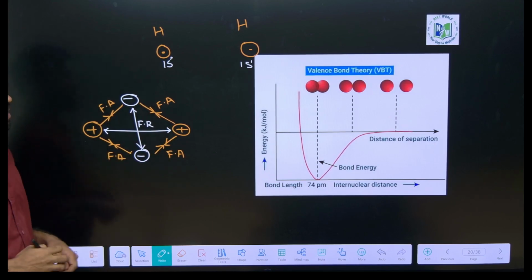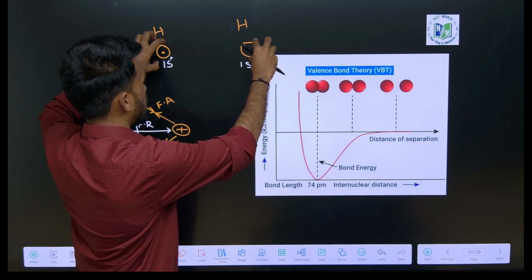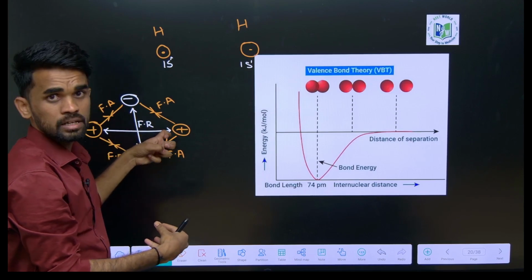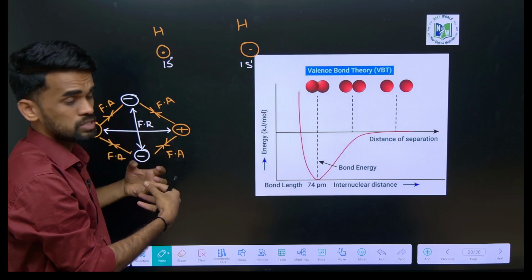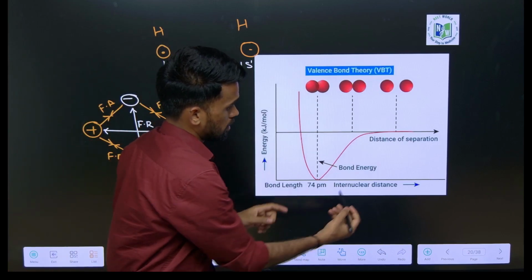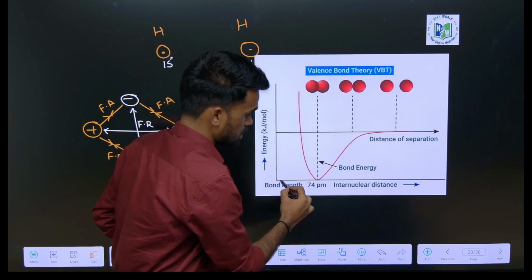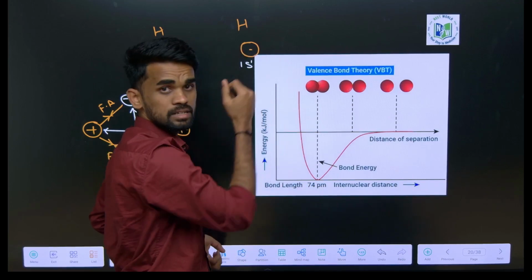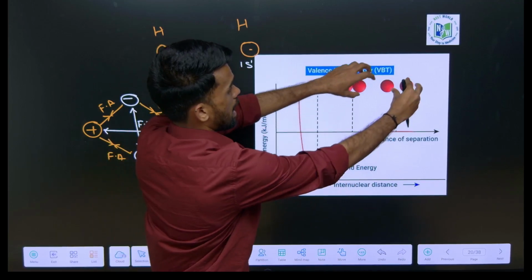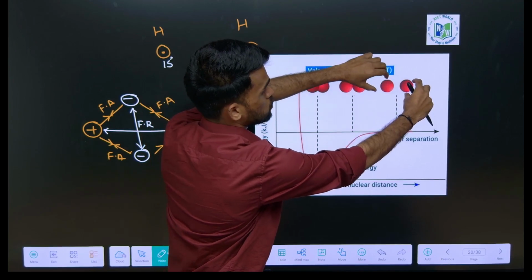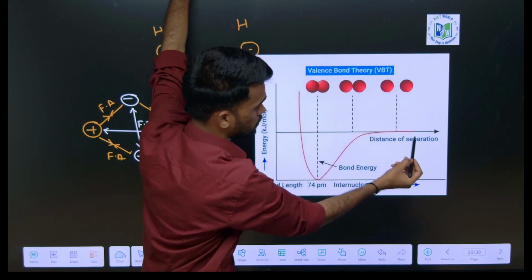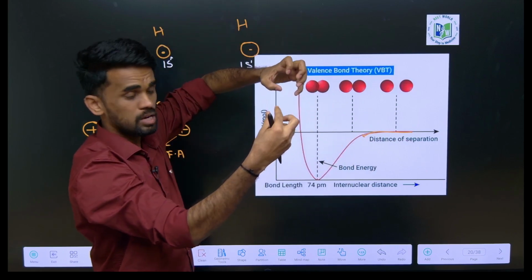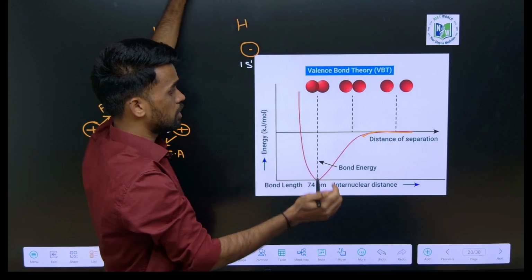Now when two atomic orbitals are brought closer to each other, the force of attraction dominates over the force of repulsion. Let us consider this graph, this is the internuclear distance, the distance between the two atoms, and this is the energy coordinate. Now these atoms are separated. Let us bring these two atoms closer to each other. When we move from this side, it means the two atoms are coming closer to each other. Now what happens?